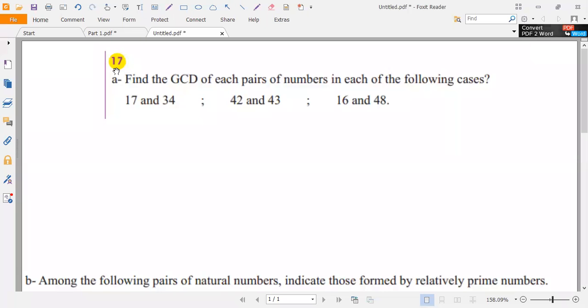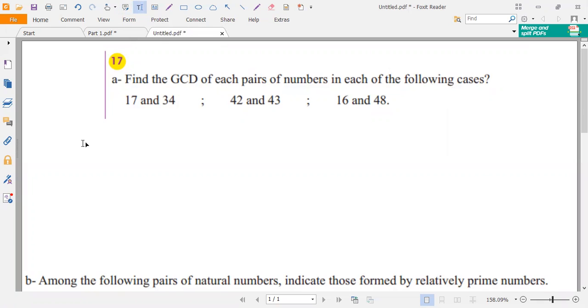Hello, in this video we will do exercise 17, page 15. Find the GCD of each pair of numbers in each of the following cases. We have 17 and 34. We have to find the GCD between them.